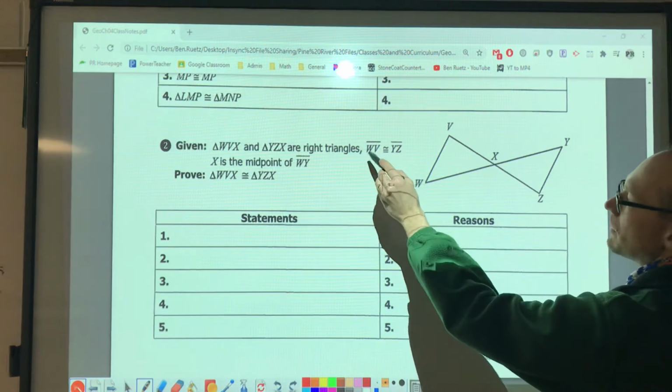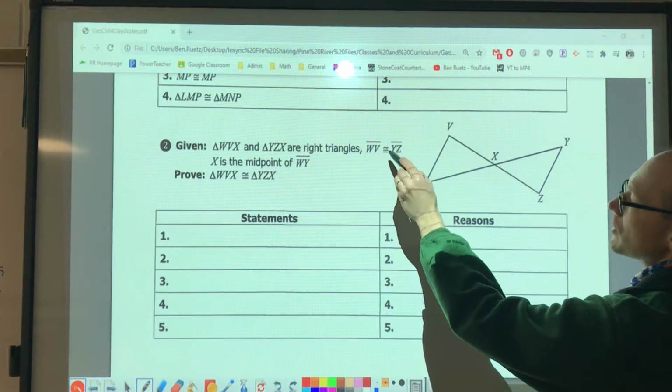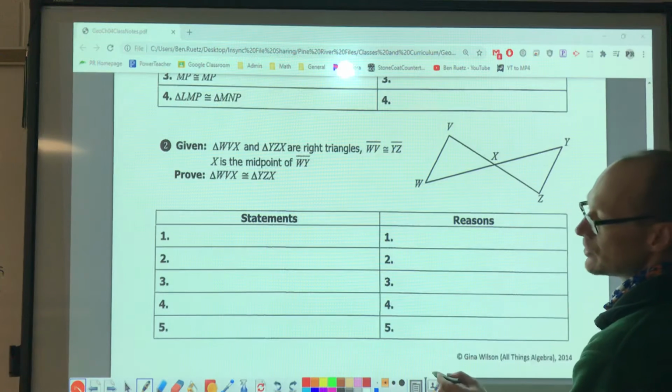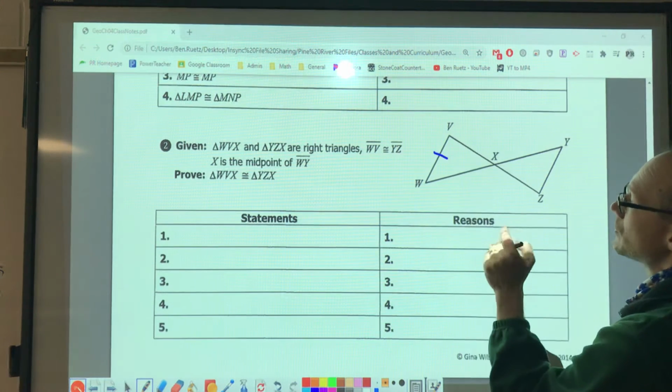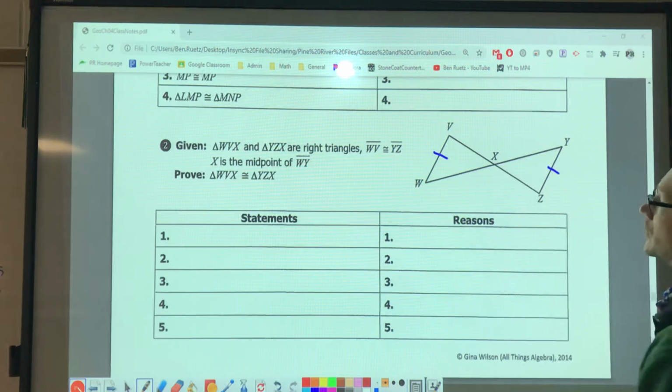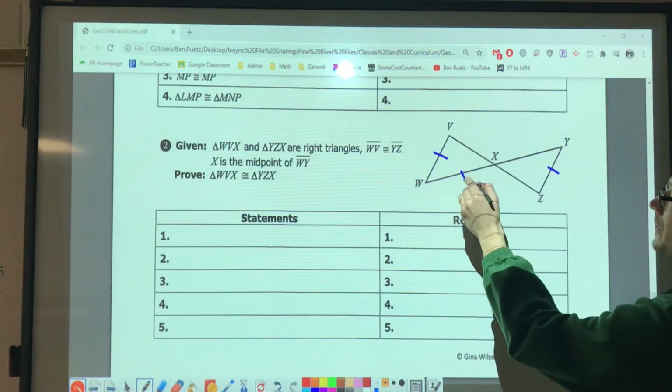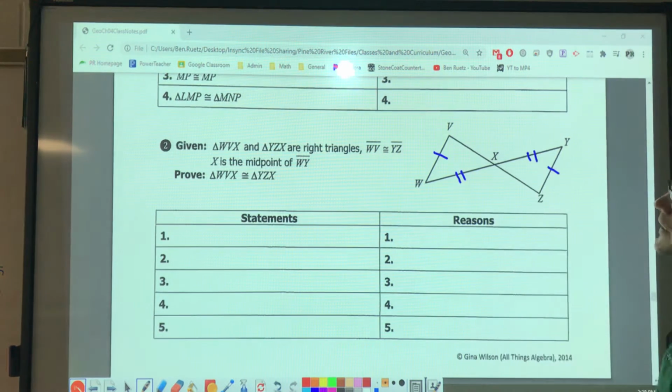It tells us that WV is congruent to YZ, so that's good. It tells us that X is the midpoint of WY. This is the midpoint of this. And that's all that it tells us.